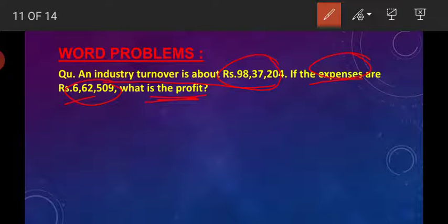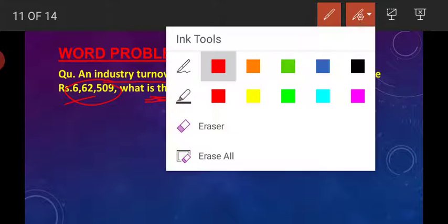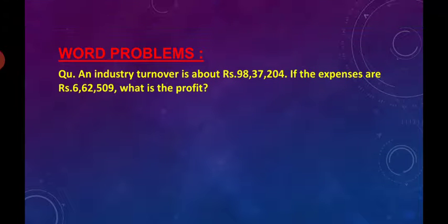And for the profit, the formula is income minus expenditure. We are given both things, so what to do? We have to subtract the expenditure from the income. So here is the solution. So first write what is given here.